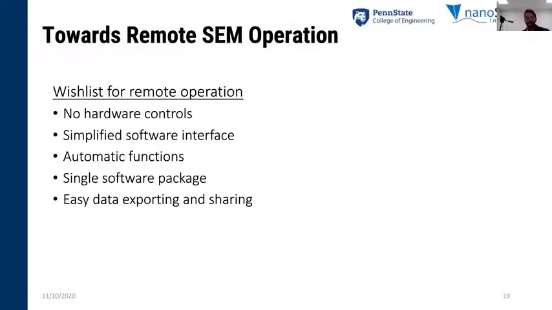You would like to have a simplified software user interface. That's pretty obvious. Automatic functions. This is actually really important and often overlooked. When you're doing remote access, naturally there's going to be some degree of lag. You may be running an instrument from across the country, and you're going to notice that even a little bit today when I show you the live demo. You may notice a little bit of lag because we're broadcasting across the country or whatever it may be.